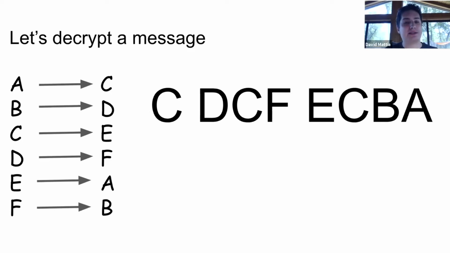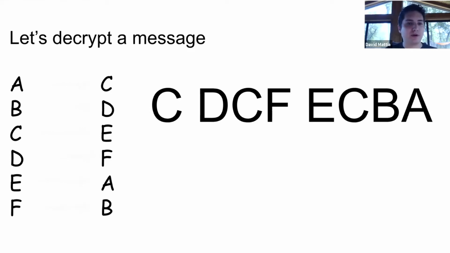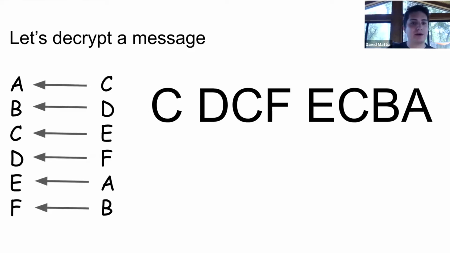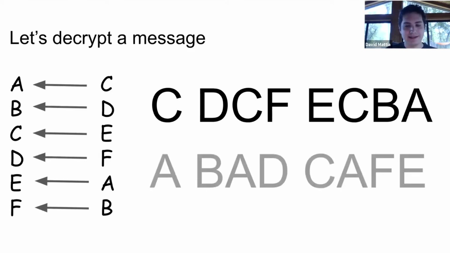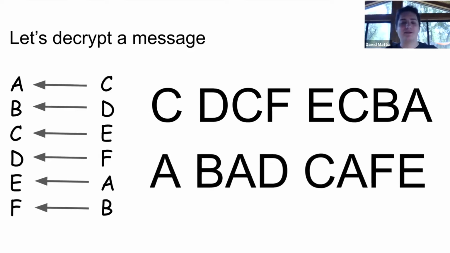If you receive the message, you're the friend, and you see "Kadikaf Ekaba," and you know already that the key was 2, you just flip the arrows of your message. So now C becomes A, D becomes B, and so on until you can go from "Kadikaf Ekaba" back to "a bad cafe." And you can read that message, but if somebody had intercepted "Kadikaf Ekaba," they would not have known what you were talking about.